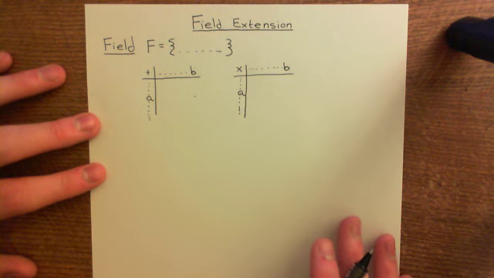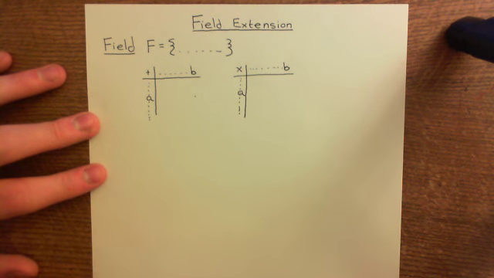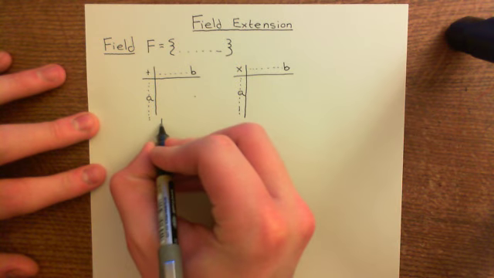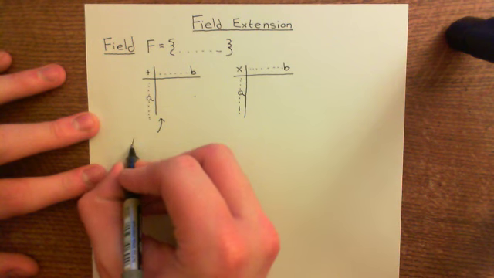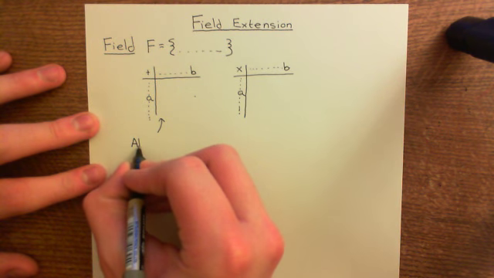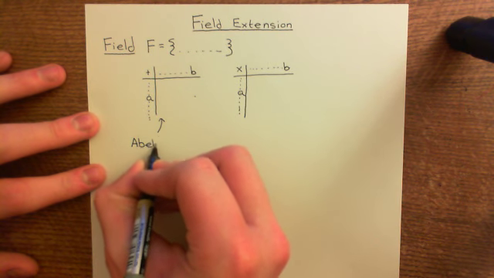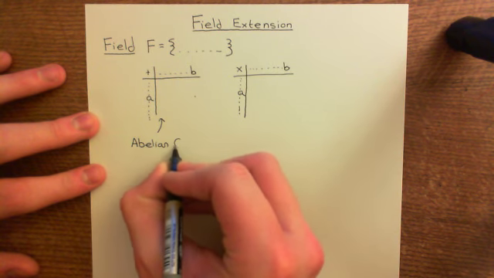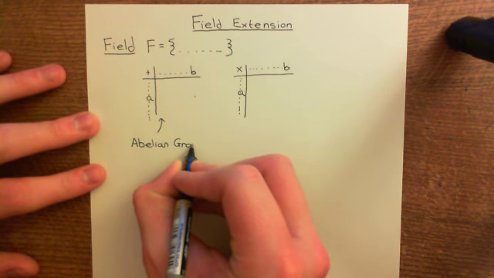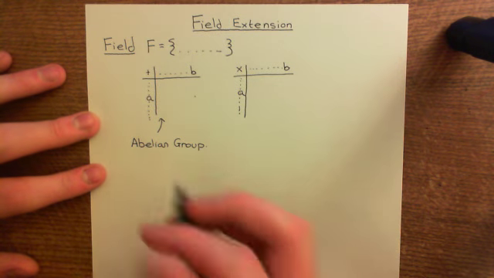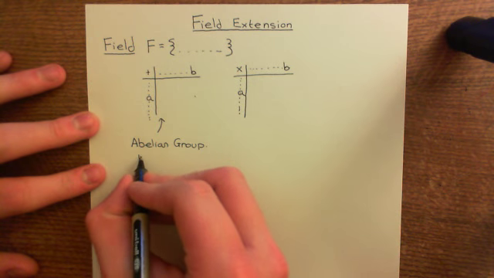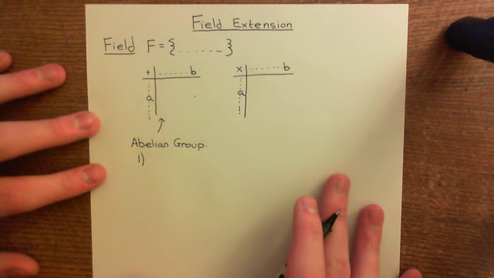Now in order to be a field, these two operations have to obey certain properties. Firstly, the addition operation has to be an abelian group structure. Let's remind ourselves of the definition of an abelian group. An abelian group is a group which is also commutative. So what are the axioms of a group, firstly?